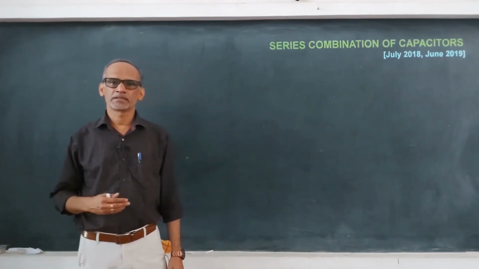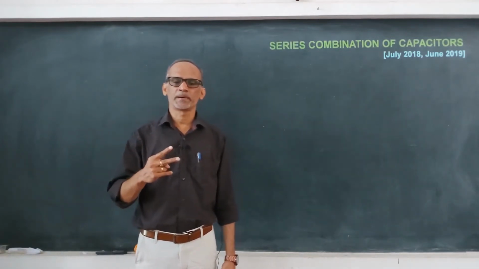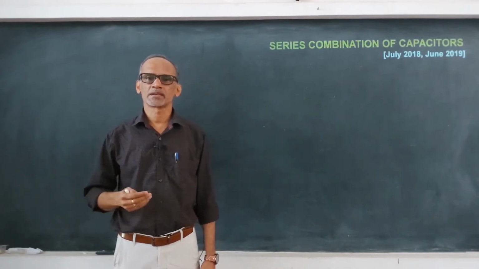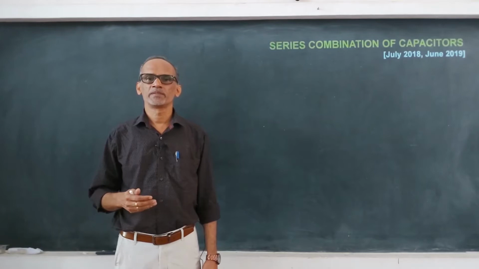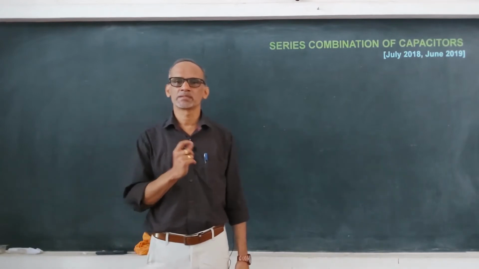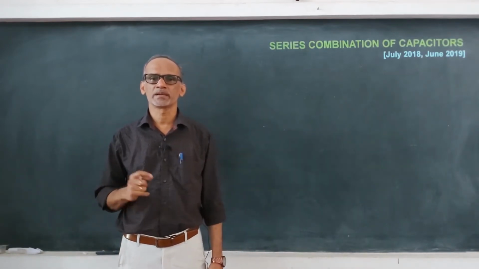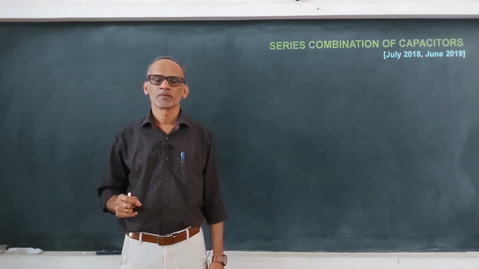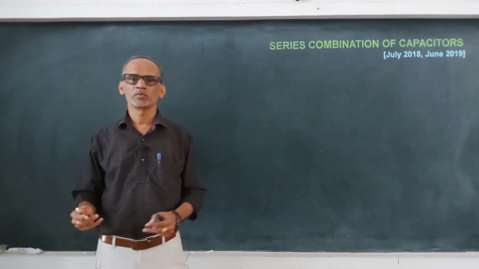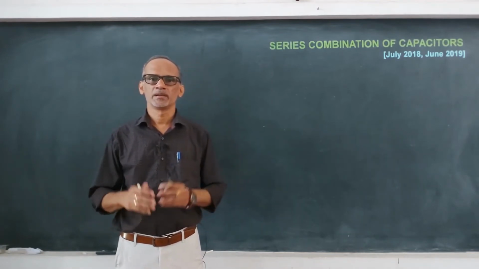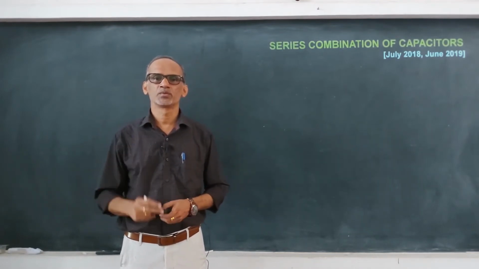To combine capacitors, we need a minimum of 2 capacitors, and any number of capacitors can be connected. And when we do the connection, the combination is basically of 2 types. One is a series combination of capacitors and the other is parallel combination of capacitors. And one more, mixed grouping, where you can connect a few capacitors in series and the rest in parallel, but the basic combinations are only 2.